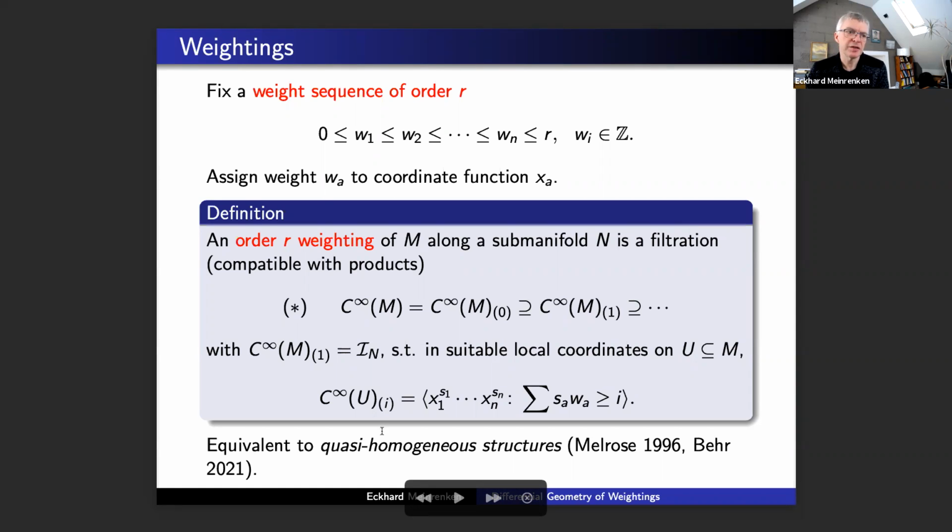I should say this definition, after we worked out all the theory, I asked around if people have seen similar contexts. And of course, then I learned that basically the same idea was already introduced by Richard Melrose in unpublished work in 1996 under the name of quasi-homogeneous structures. So this is unpublished work, a little bit incomplete, but it was recently completed in a thesis of Baer. So there's some kind of independent approach to our theory of weightings, which goes under the name of quasi-homogeneous structures.